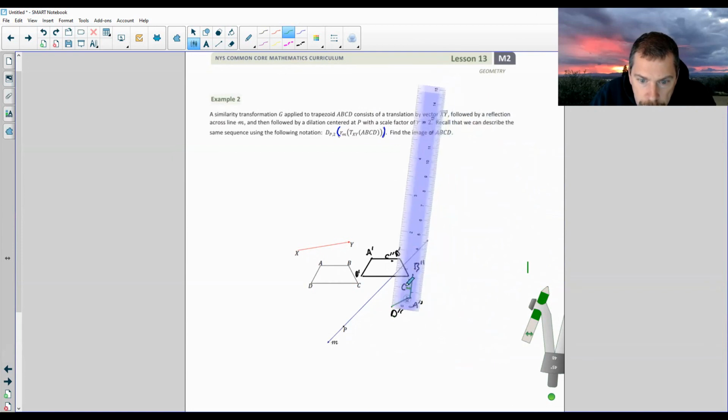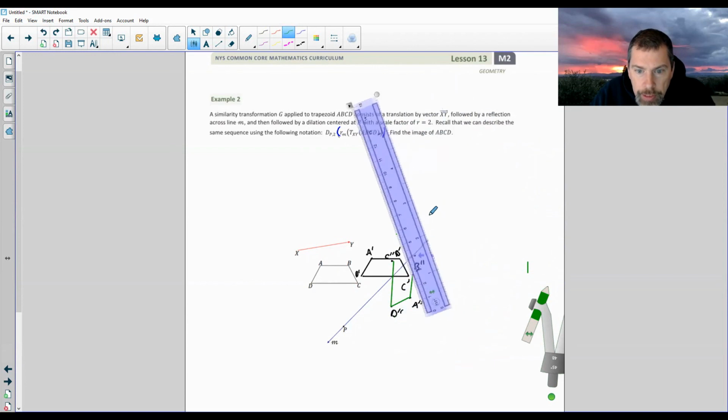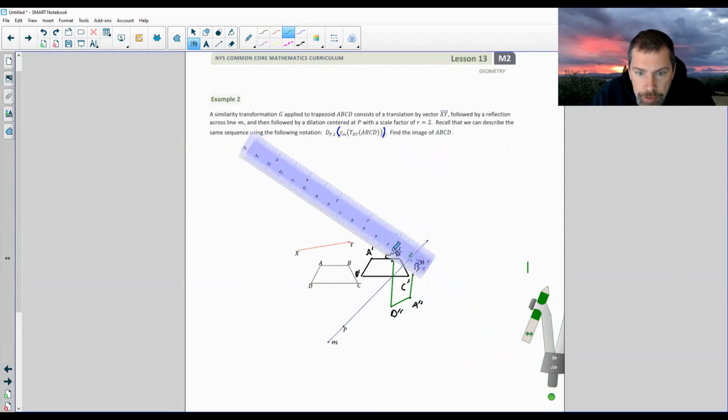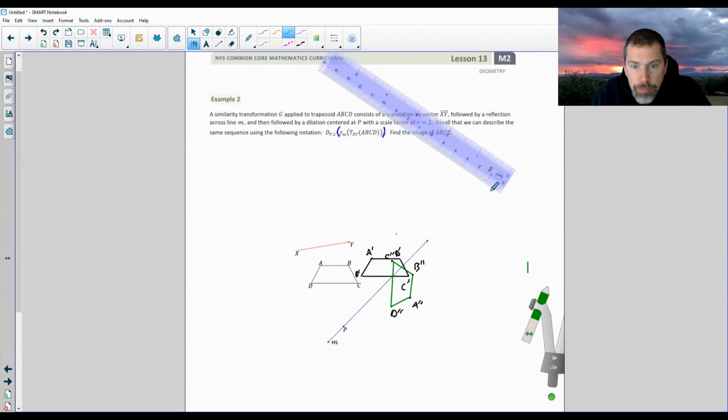And then D prime, C prime. So I'm off a little here because they should be parallel. And obviously they're not if I'm rotating my ruler. Okay, and then finally B prime, C prime like so.